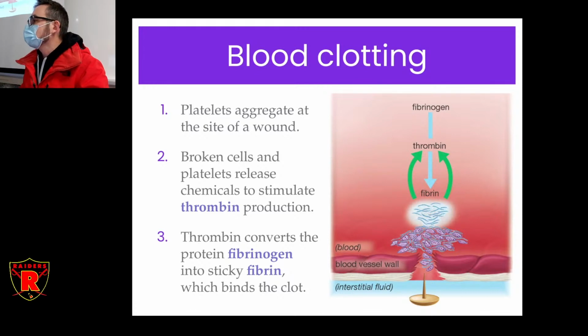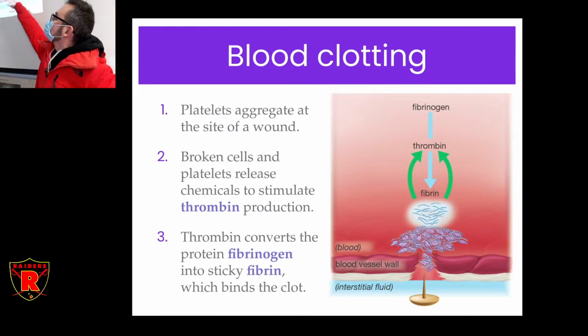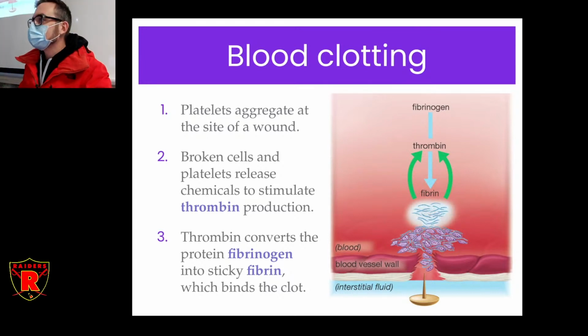When they float around in your blood, they're in a form called fibrinogen. So fibrinogen doesn't stick to anything. It's not sticky. It just floats around in your blood. But when fibrinogen touches thrombin, they combine together and they make fibrin. Fibrin is sticky. So that fibrin will actually stick to the area where blood is escaping. And this process is very fast.